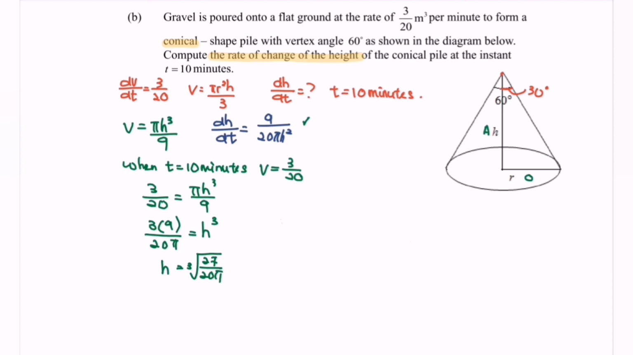Kindly substitute the situation into dh/dt, where we will have dh/dt is equal to 9/20 pi h squared, where we will have 27/20 pi bracket to the power of 2/3. Simplify the situation, and then finally we have dh/dt is equal to 0.0542 meter per minute.